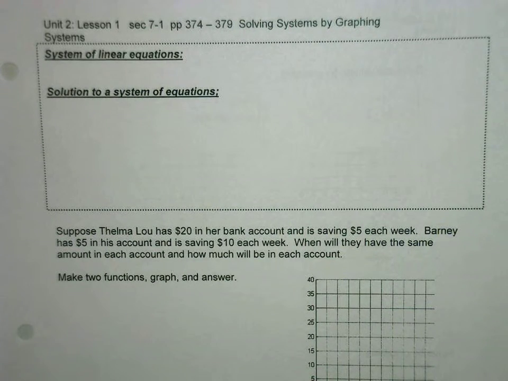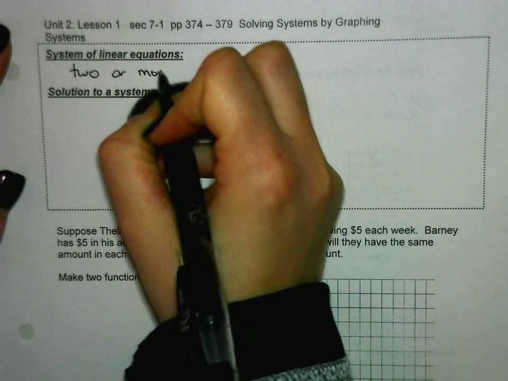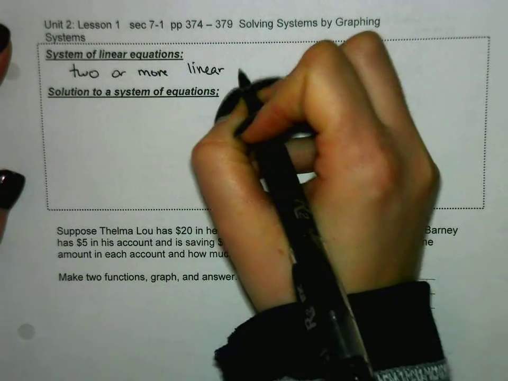Today we're going to be looking at solving systems by graphing. So first let's look at a couple definitions. Systems of linear equations: when we have two or more linear equations together.